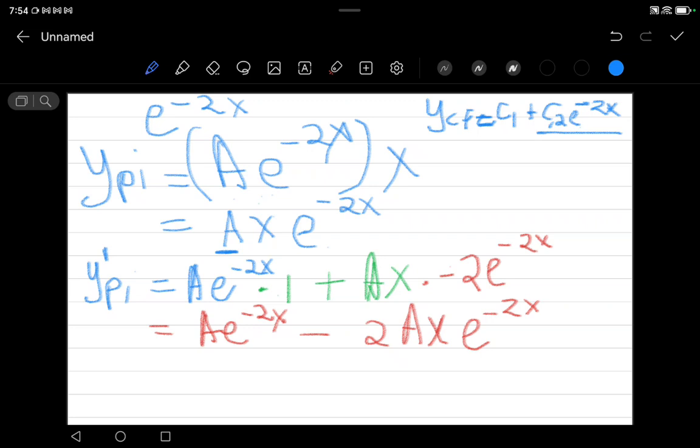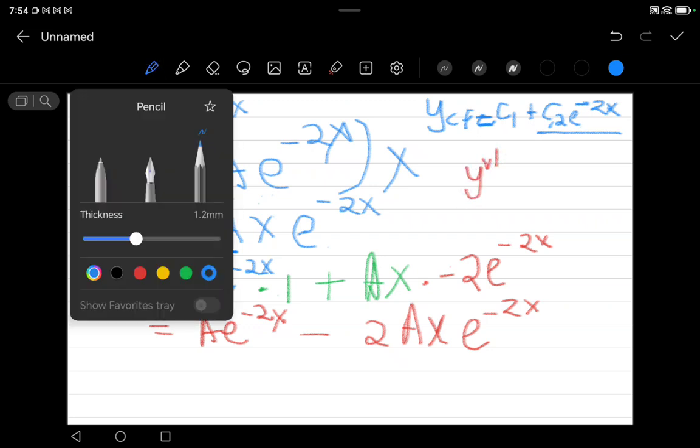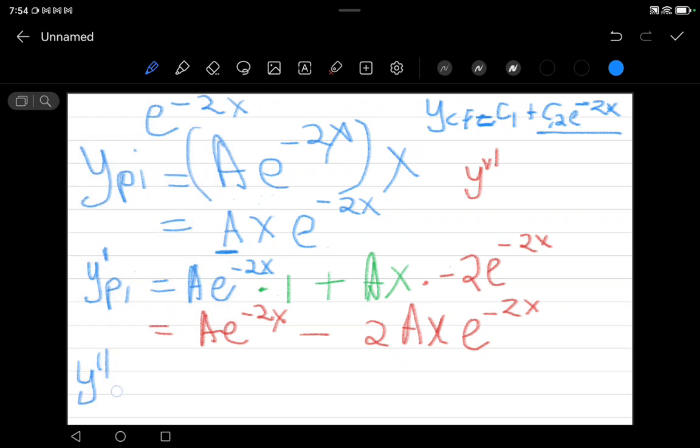Yeah, we started by copying ae and then we derivated x. And then we copied ax and then we derivated e to the power of negative 2x. Remember our equation is y prime prime, which means we're going to derivate for the second time. Okay, so it's going to be y prime prime pi equals to. So we're going to focus here to derivate for the second time. And so to derivate for the second time, remember we copy and then we derivate.